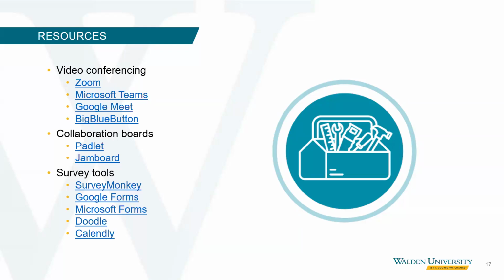We recommend using real-time collaboration boards like Padlet and Jamboard. And these are essentially like virtual whiteboards that you can update in real time. Jamboard is a Google tool. So again, if you prefer Google, that'll kind of align with your other Google tools.